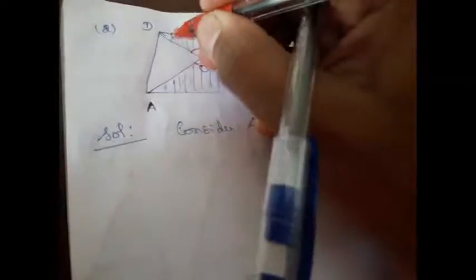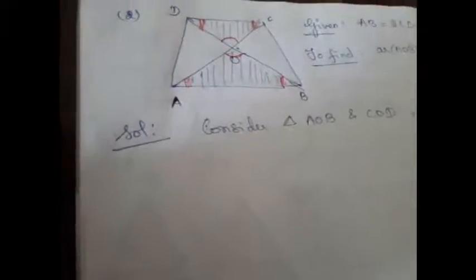Then what about this? We have solved a problem already based on trapezium. Do you remember in the previous exercise? This line is parallel to this. Therefore, this angle will be equal to this and this angle will be equal to this. Why? Alternate angles are equal. So, all the three angles in the two triangles are equal. Therefore, by AAA similarity criteria, the two triangles will become similar.